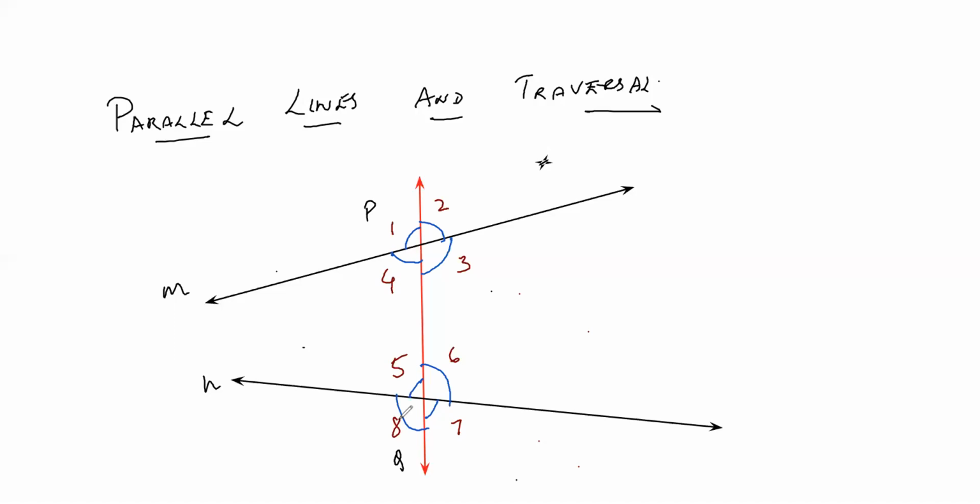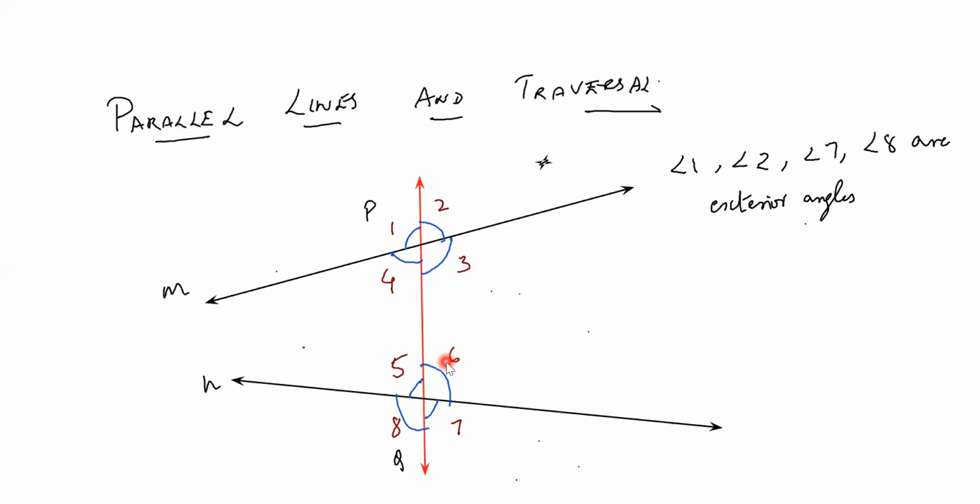Okay, this is very important, what I'm going to write now. Angle 1, angle 2, angle 7 and angle 8. These are all what? Exterior angles. Fine. Then similarly, angle 3, angle 4, angle 5, angle 6. These are all interior angles.